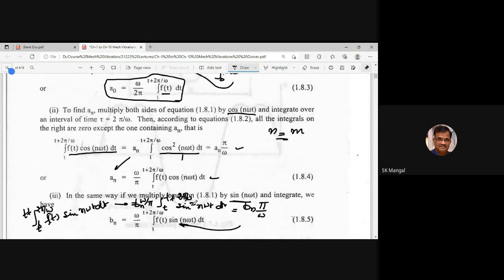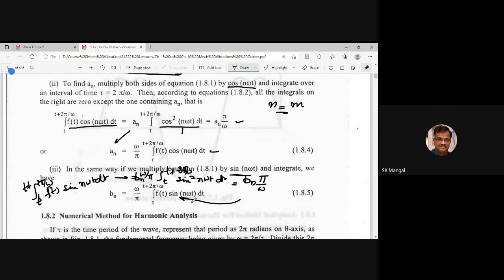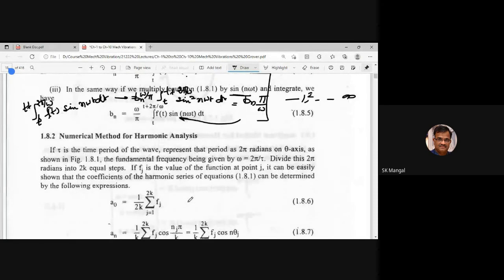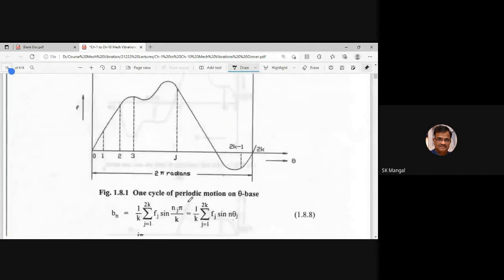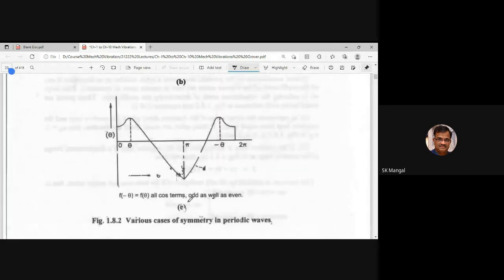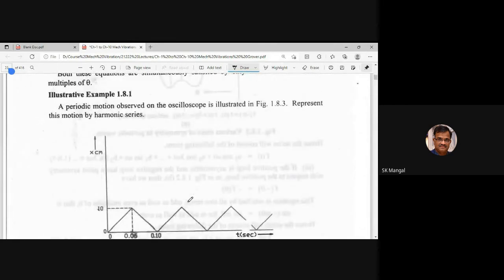So you can find the value of a0, the value of a n, and the value of b n, and then you can put the values of n, 1, 2 and so on to infinity, in these equations. In that way you can convert a periodic motion into simple harmonic motions of n frequencies. Now let us solve a problem based on this.